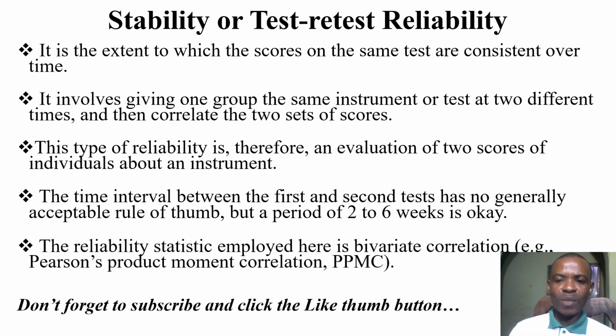In doing this to obtain the 2 scores, the time interval between the first and the second test or your administration has no generally accepted rule of thumb, but scholars have agreed that a period of 2 to 6 weeks will be okay to collect such 2 scores. In having collected the 2 scores, for you to calculate your reliability, the statistic that is often employed is bivariate correlation. An example is the Pearson's product moment correlation coefficient, which is the PPMC.